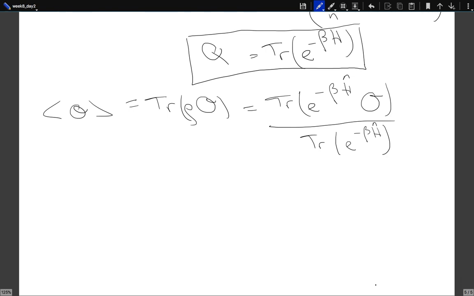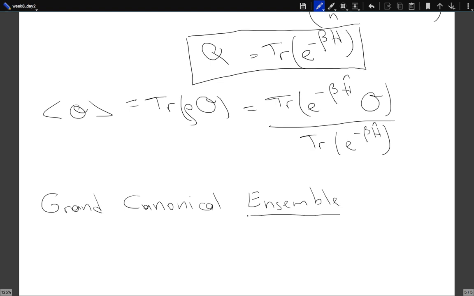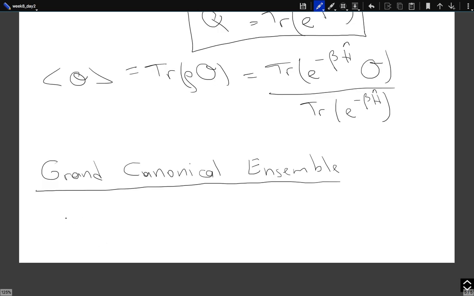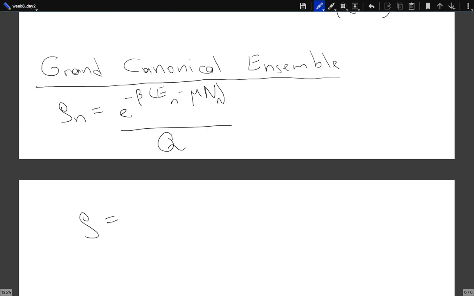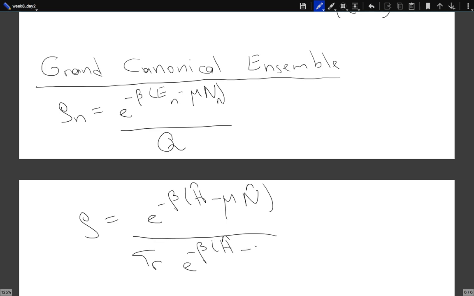And finally we have the grand canonical ensemble. In the grand canonical ensemble, rho n is just e to the power minus beta (E_n minus mu N), N being the number of particles in that state, E being the energy of that microstate, divided by the grand canonical partition function. Just do the same tricks, and rho is actually e to the power minus beta (H minus mu N operator) divided by the trace of e to the power minus beta (H minus mu N). This is the normalization. You agree?